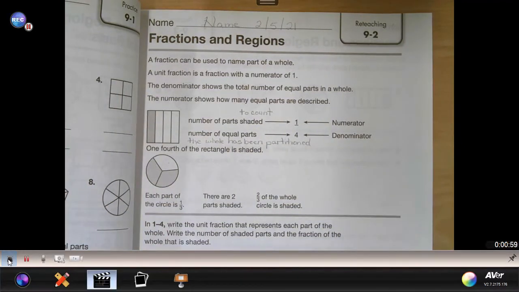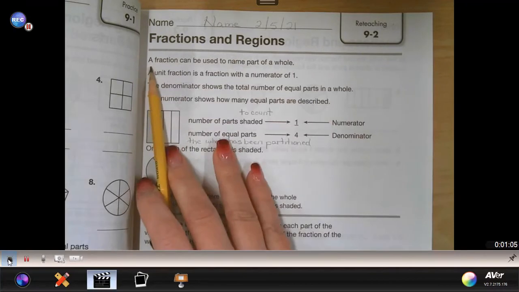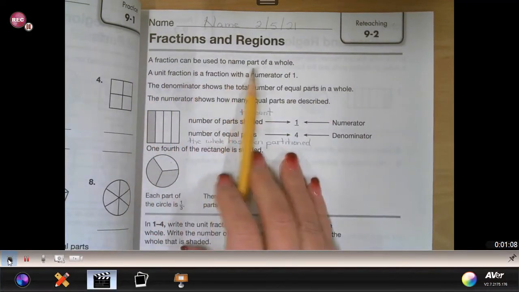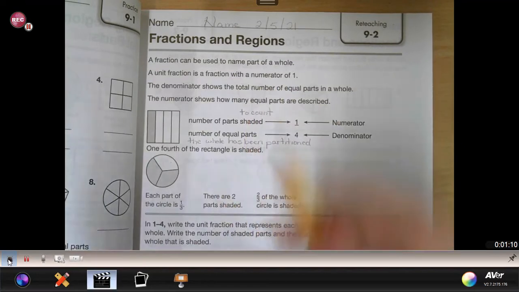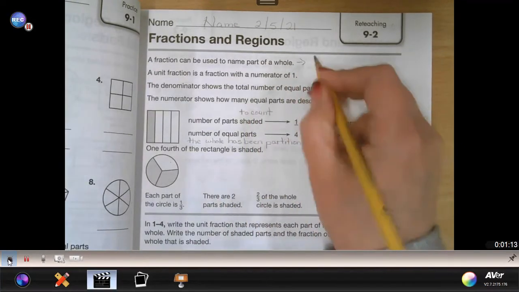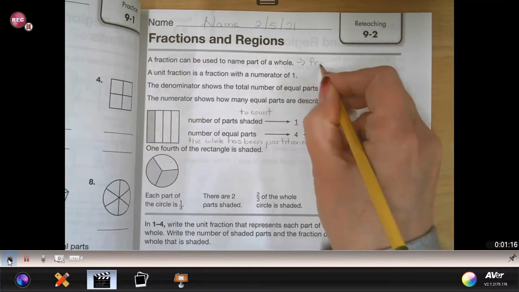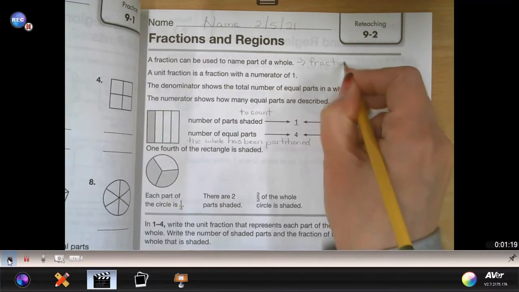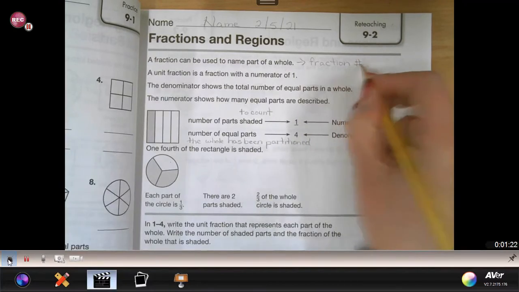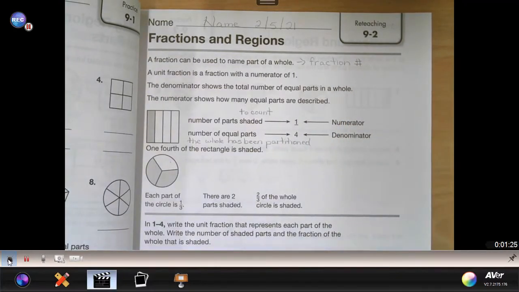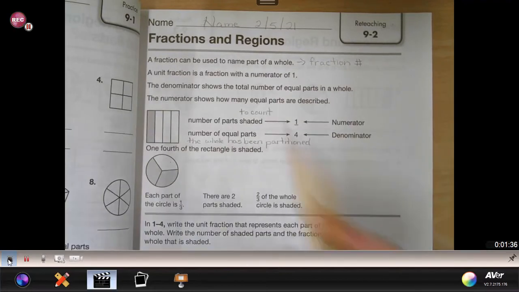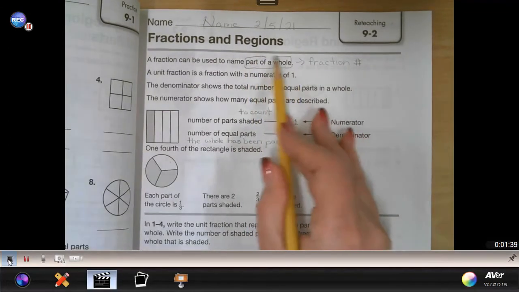Let's take a look at some new vocabulary that we discussed recently. The word fraction can be used to name part of a whole. Now, we also mentioned that a fraction is a number. And it has two parts to it. And we'll talk about that in just a moment down here below. But we know that a fraction is a number that is between or part of a whole, just like they say here. It names part of a whole.